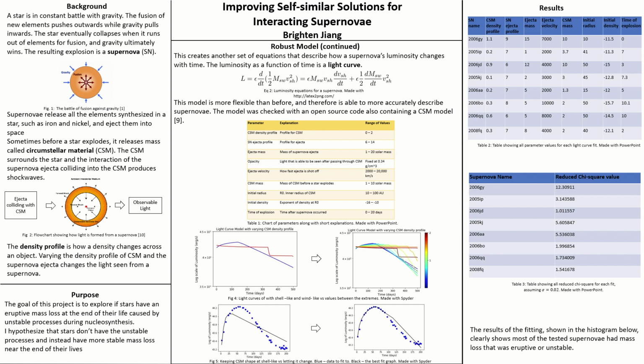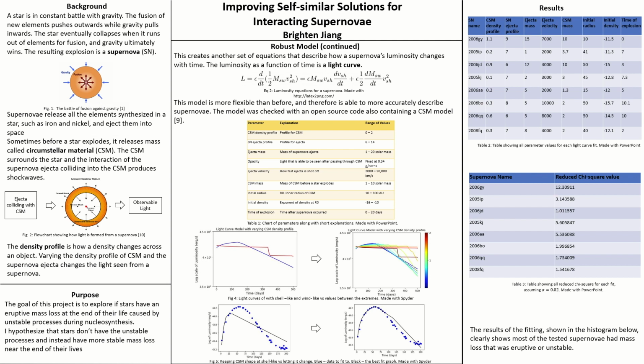A star is in a constant battle with gravity. The nuclear fusion of new elements pushes outwards while gravity pulls inwards. But near the end of a star's life, nuclear fusion stops providing enough energy because it starts to produce an endothermic reaction. This causes pressure to drop inside the star, and gravity then causes the star to collapse. This is shown in figure 1. You can see the blue arrows of gravity pull inwards, while the red arrows of fusion push outwards.